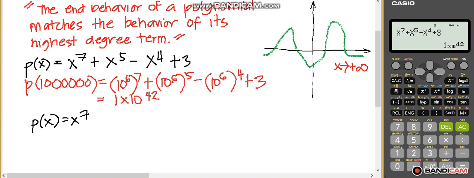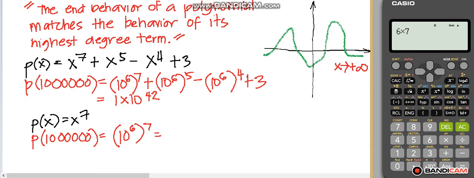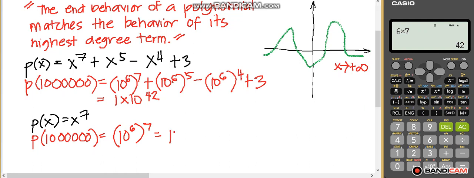What will be the value of p of 1 million using x raised to 7 only? So pasok mo, that's 10 raised to 6 raised to 7. I think, class, this is 10 raised to 42. Tama ba? Since 6 times 7 is equal to 42. Kapag 10 raised to 42, equal lang din yon sa 1 times 10 raised to 42. Tama?